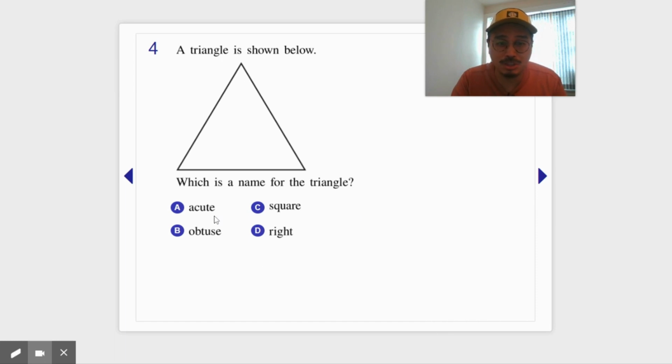Now look at the choices. Acute looks about right. Obtuse, that's not true. Obtuse is a gigantic angle, right? Square, okay, that makes no sense. Right triangle, not true. No right angle, right? So it's acute. Okay.